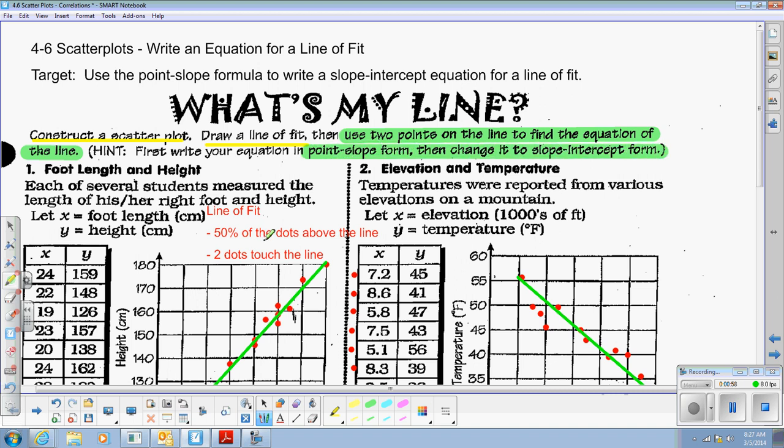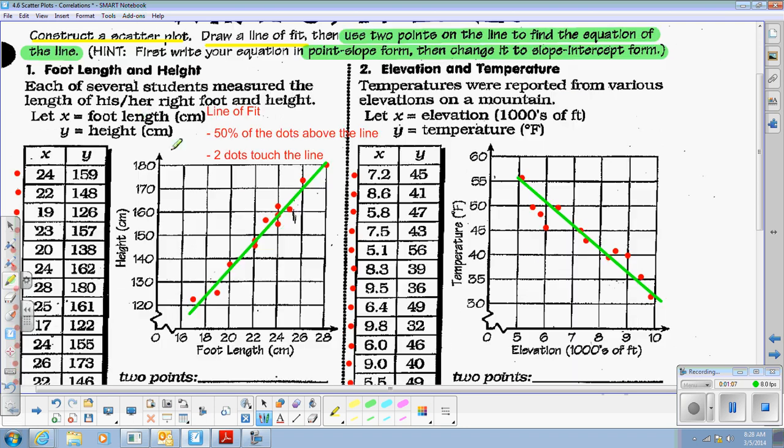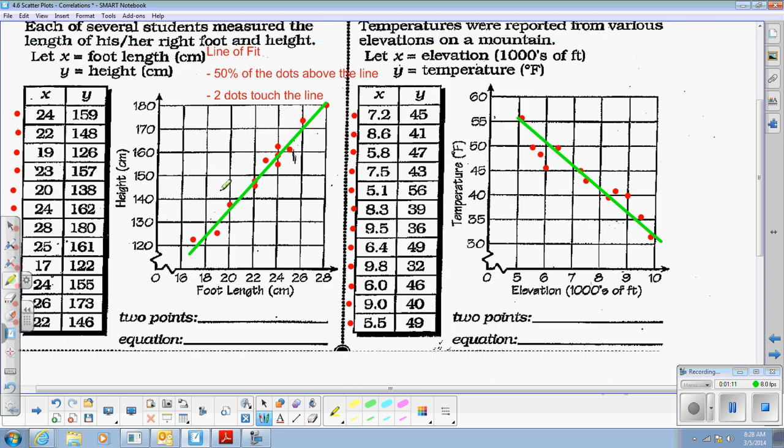So that's what I'm going to do here in the video. I'm going to help you identify the 2 points. I'm going to write a point slope form equation, and then we'll change it to slope intercept form. All right, looking at the foot length and height graph, here's the one that you have.